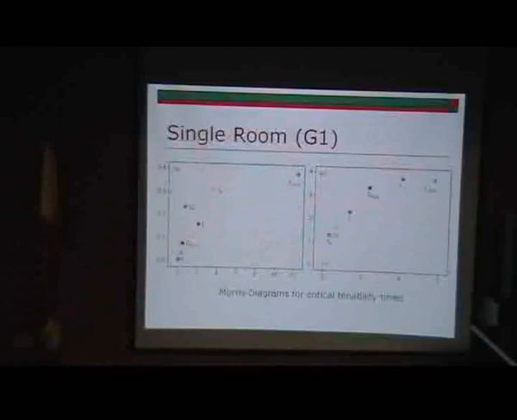So let me show you just two. This is the so-called Morris diagram. Here we have the average, and here we have the sigma deviation.